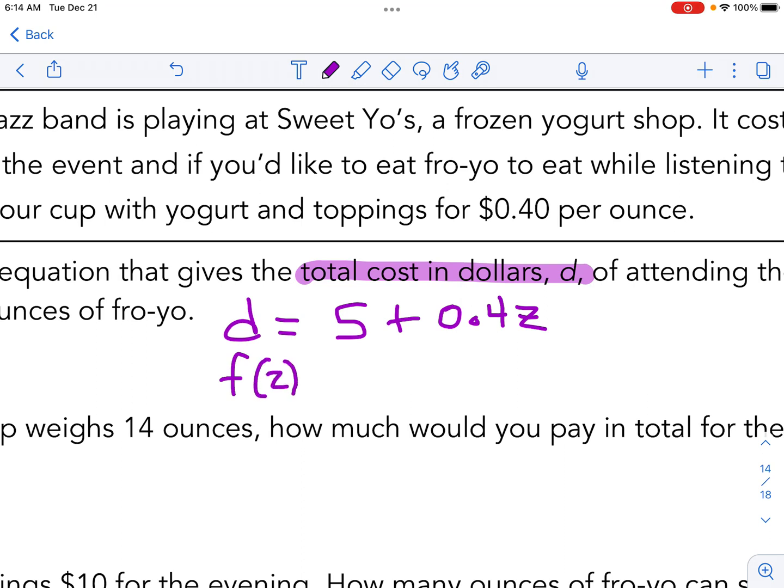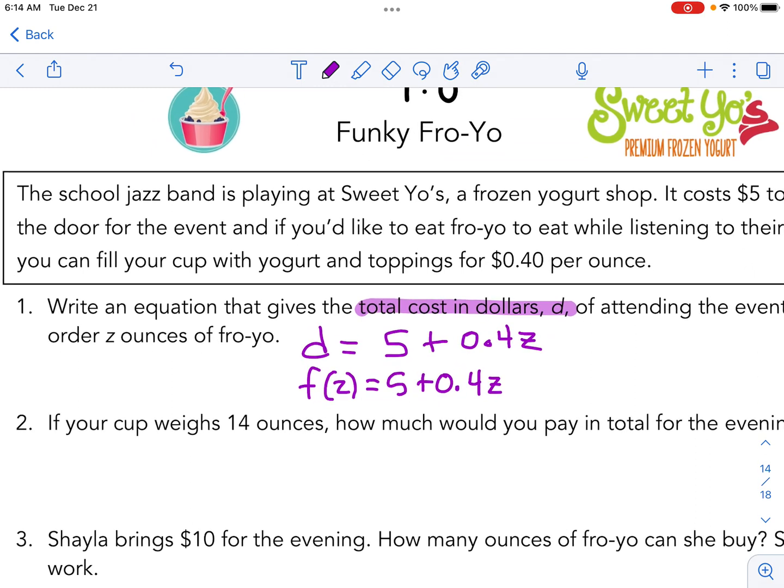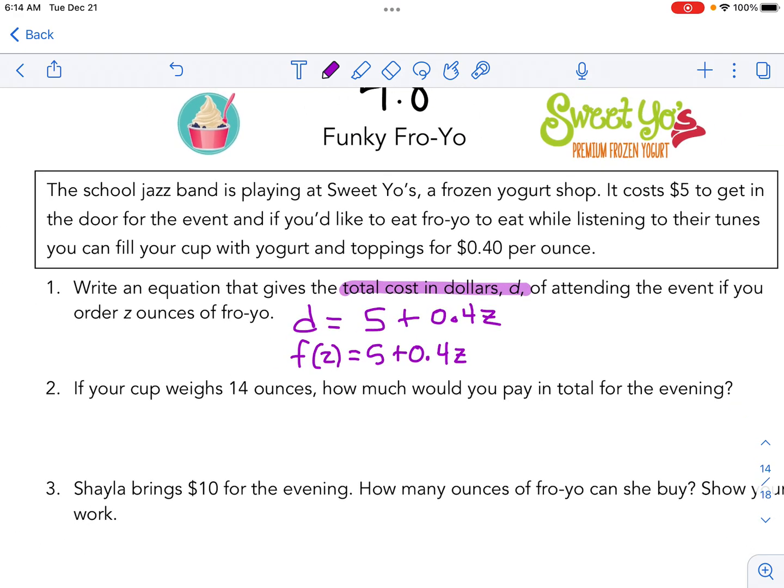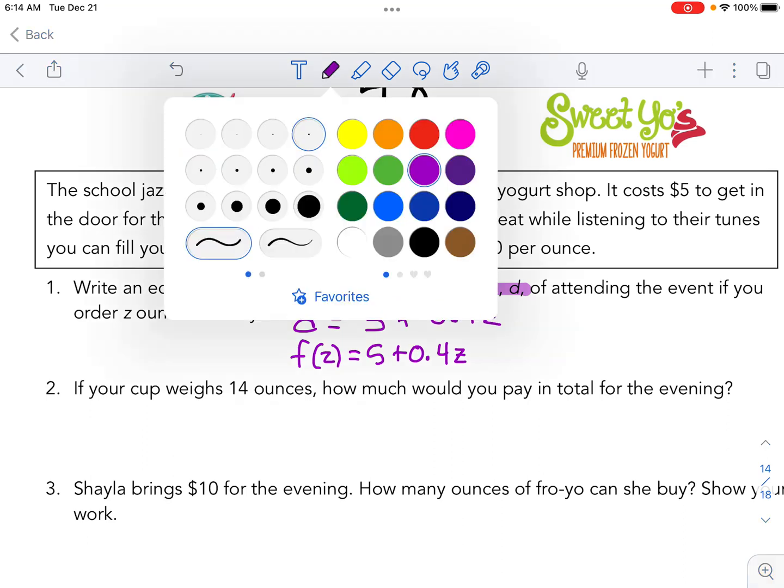If we write that with function notation, we would say f of z equals 5 plus 0.4z, right? It's our function of the money required based on attending the event and the amount of ice cream we need to eat. And we've done this before, right? We make you write a function, and then we ask you to use the function.